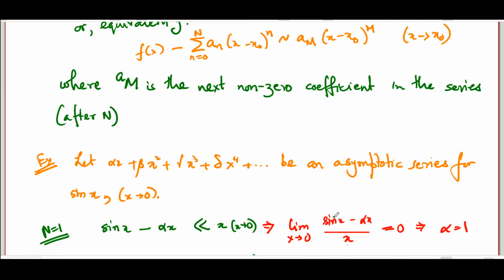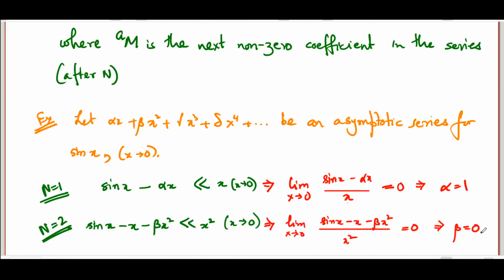But this of course is easy to figure out. This is just sin x by x's limit minus alpha. If that is 0, it tells you that alpha has to be 1. Something we already knew. What about beta?